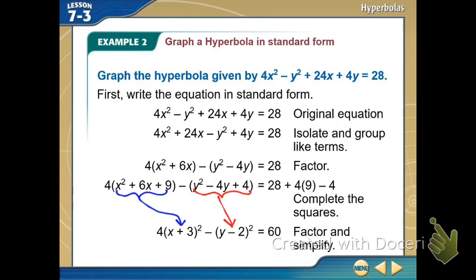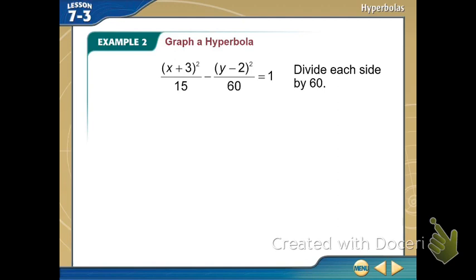Remember that in order to be in standard form, the hyperbola should be equal to 1. So this guy over here needs to be a 1. So how can you turn a 60 into a 1? You can divide by 60. So we divide by 60 on both sides, and this is the final form of the equation that we get.